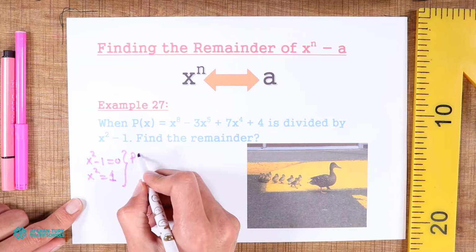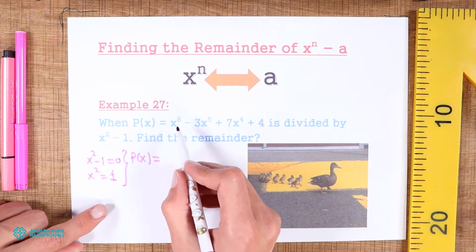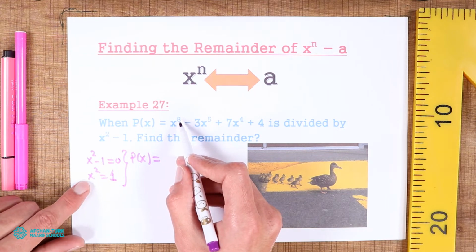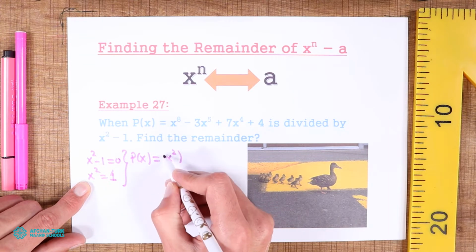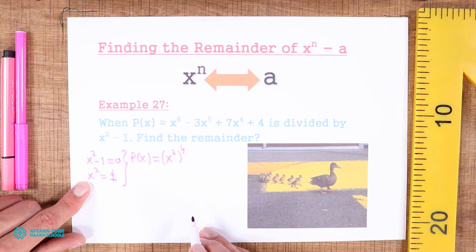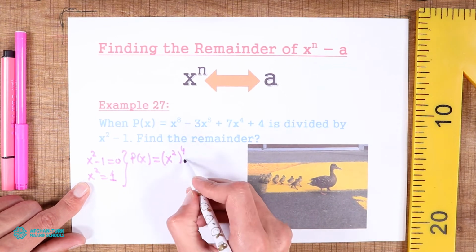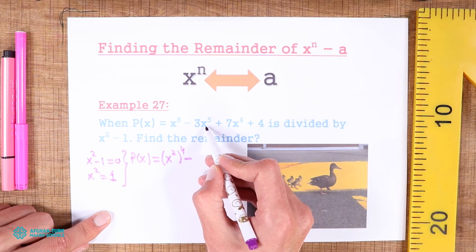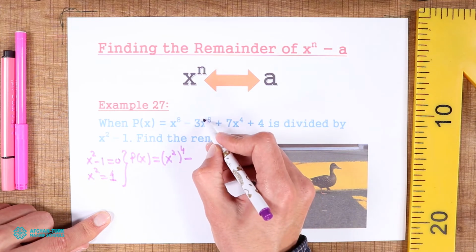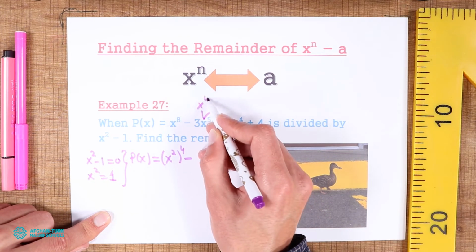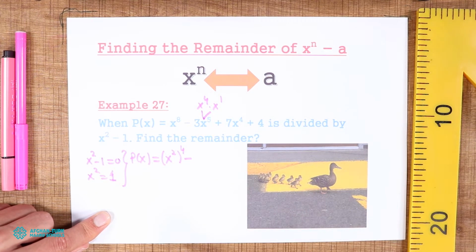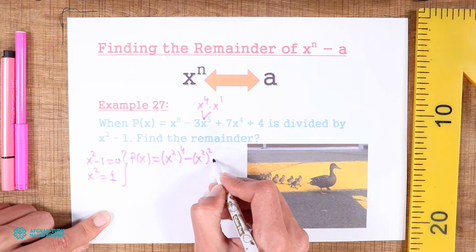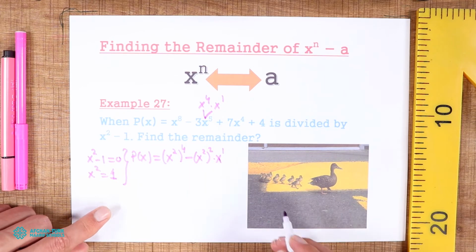So let's rewrite the polynomial p of x. P of x will be equal to x to the power of 8. Can we write x to the power of 8 as something to the power of 2? Yeah, we can write it as x to the power of 2, all to the power of 4, because 2 times 4 is 8. Minus, can we write this one as x to the power of 2? Yeah, we can write this as x to the power of 4 times x to the power of 1, which is x to the power of 5. So we write x to the power of 2 all squared times x to the power of 1, so it will be easy for us.